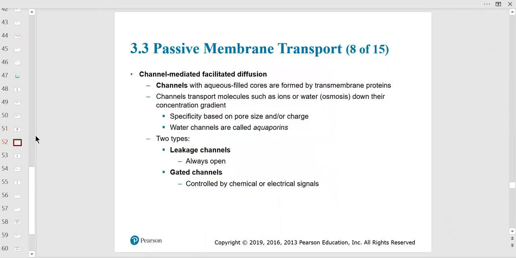Okay, so now you have channel mediated diffusion. Again, what are we saying? We're saying diffusion. It's passive, it's free, no ATP. All right, just made that up. So channels could be aqueous filled, which is hydrophilic, of course, and they're transmembrane proteins. So they're ion channels, or could be water channels like aquaporin. Here's the word aquaporin, and that's for water.